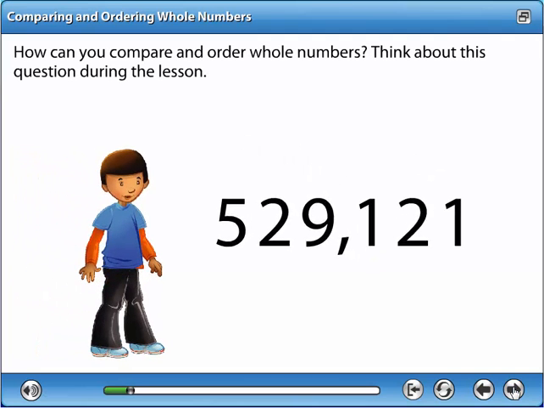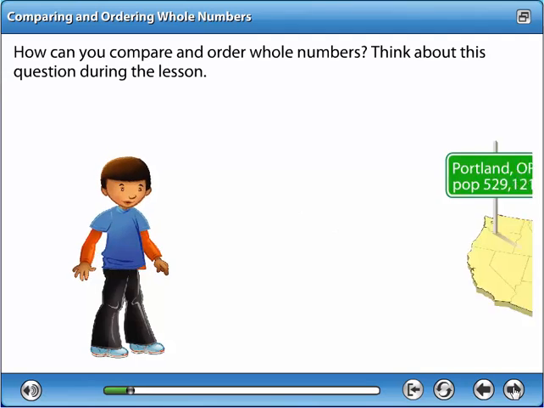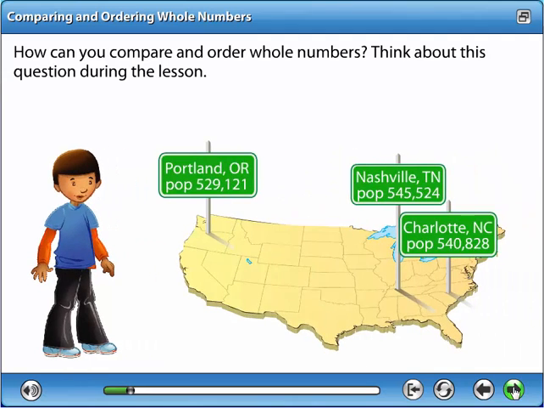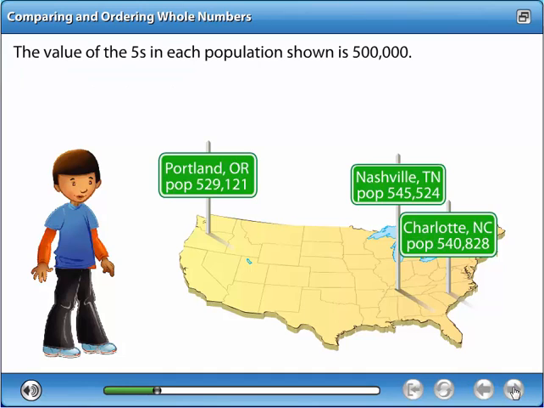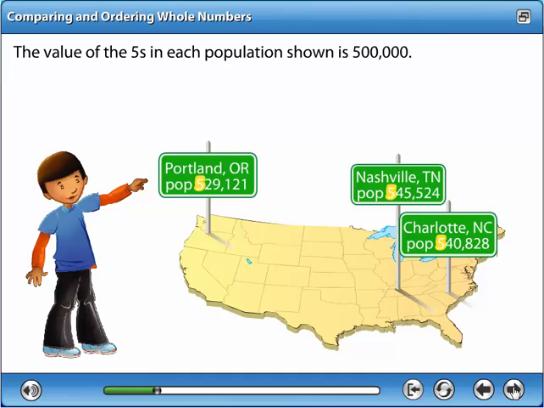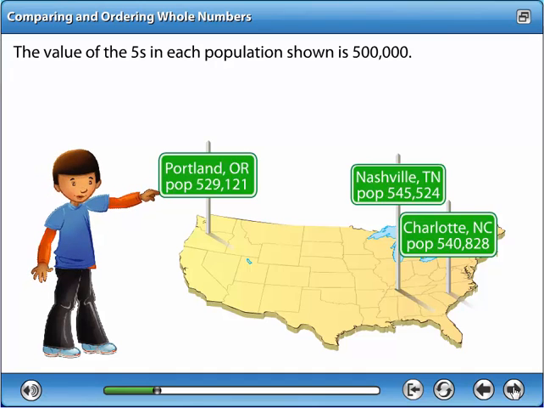How can you compare and order whole numbers? Think about this question during the lesson. What are the values of the fives in the greatest place value in each population figure shown? The value of the fives in each population shown is 500,000.